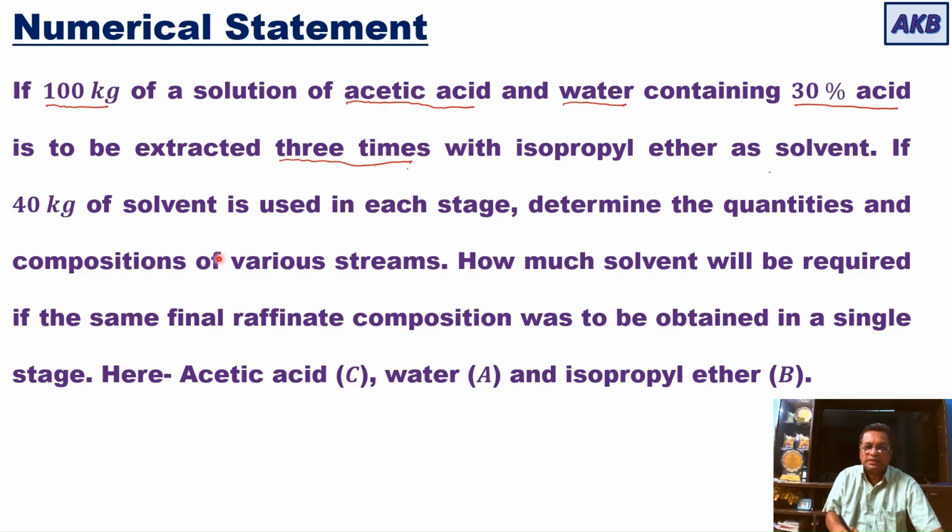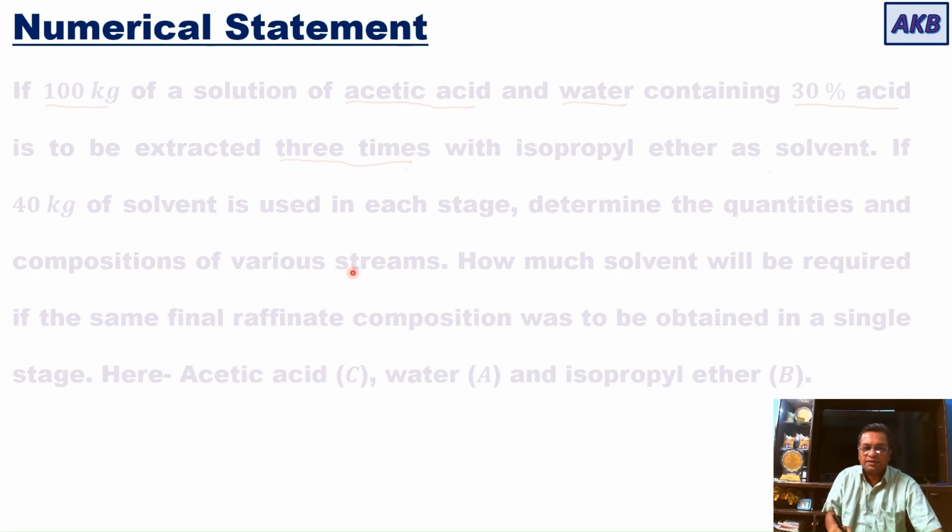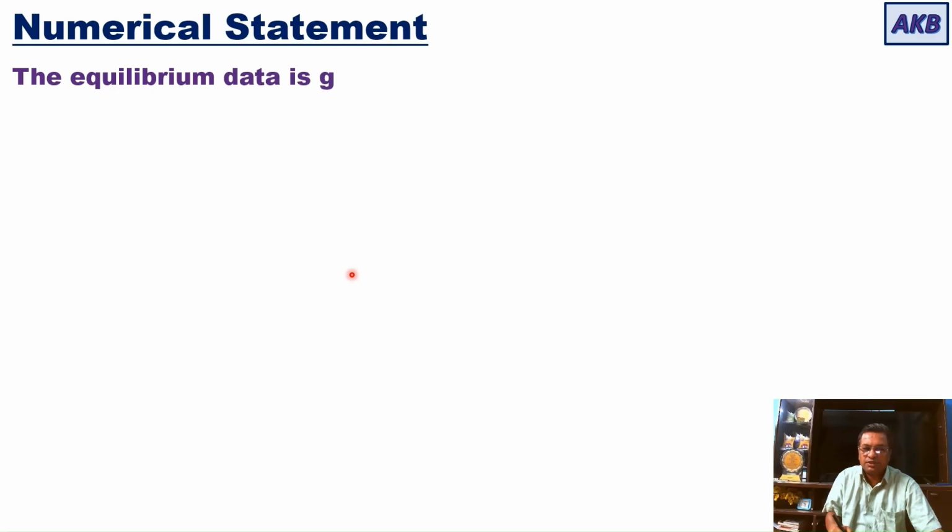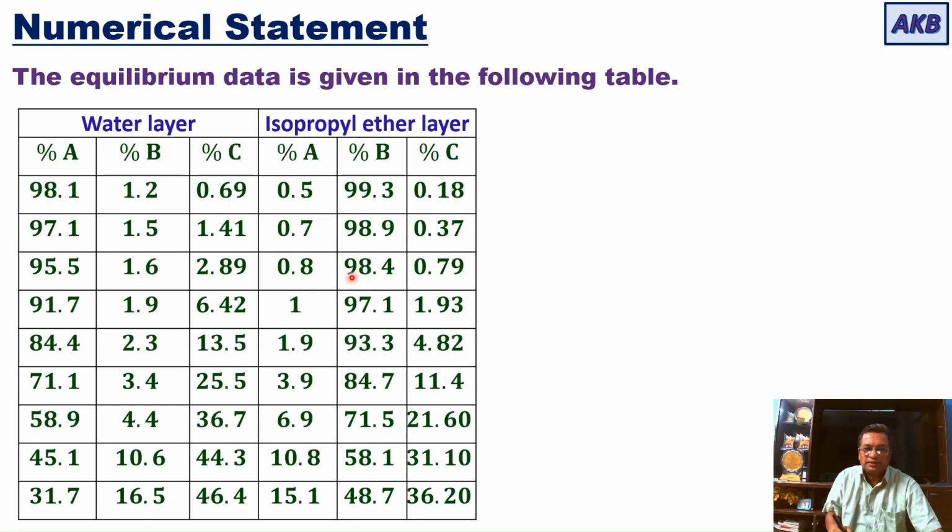Let us solve it. They have also provided us the equilibrium data. The equilibrium data is given in the following table. You have data for water layer, water rich layer, and isopropyl ether rich layer. And in each layer, they have given a weight percentage of each of the component. Weight percentage of A, weight percentage of B, weight percentage of C in the water layer, and you also have composition in the isopropyl ether layer.